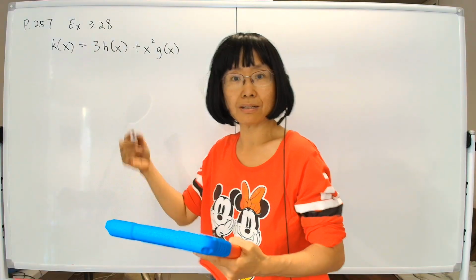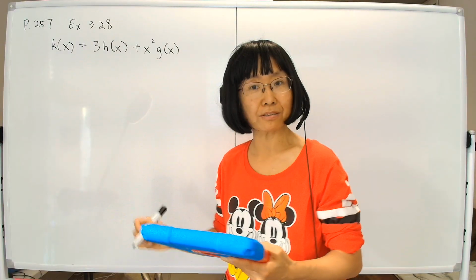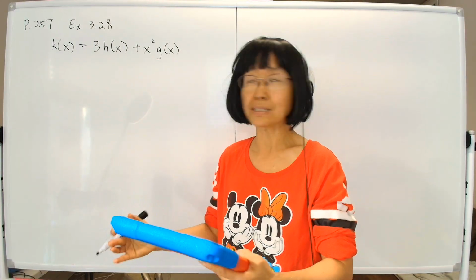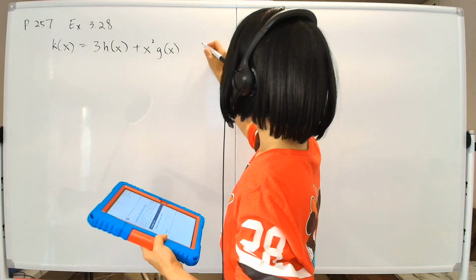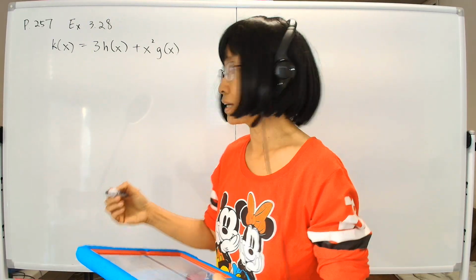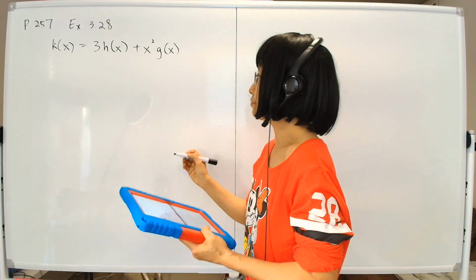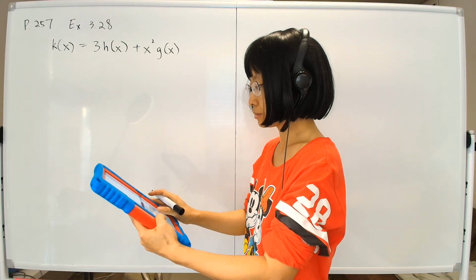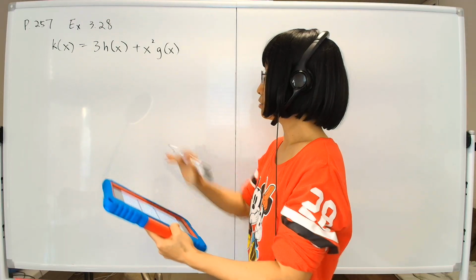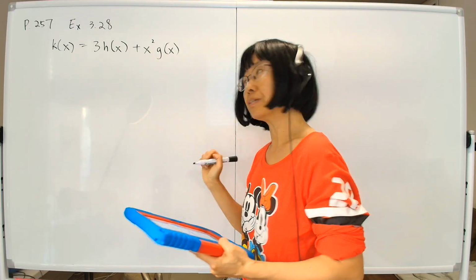We just calculate the derivative as much as we can. So the goal is to find the derivative of k. To find k prime, we will use, see, there's a product here, so we will use the product rule.